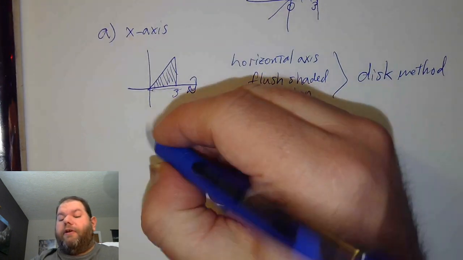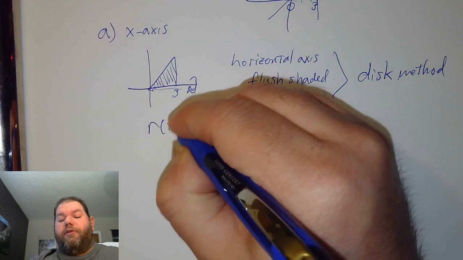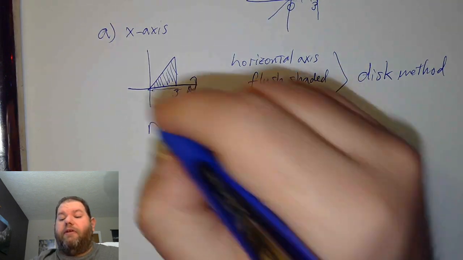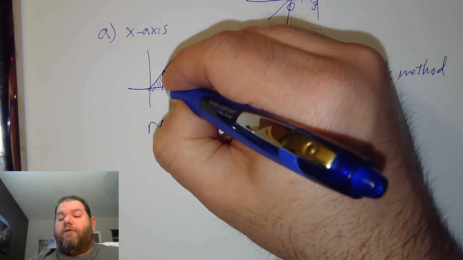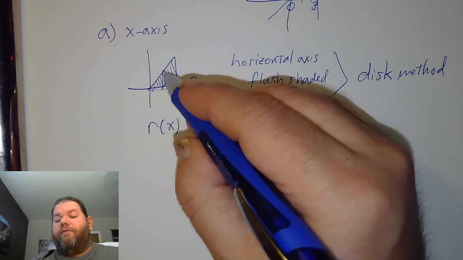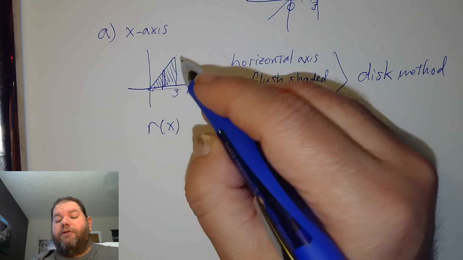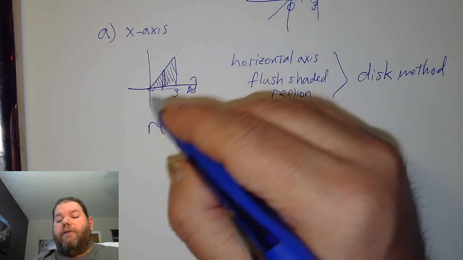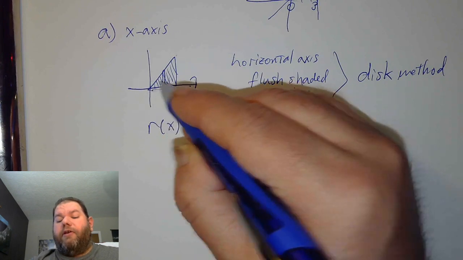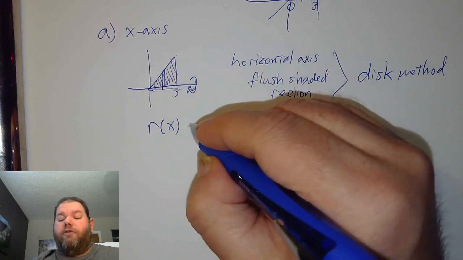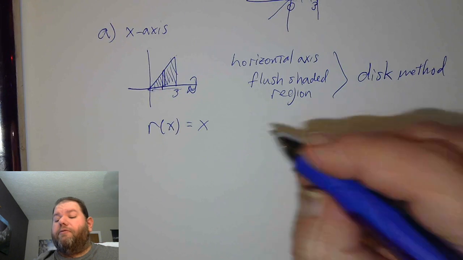Now the disk method, again, really just relies on us knowing what r of x is, the radius. The radius is this vertical component here, which is just from the top edge to the bottom edge, which this is y equals x, this is y equals 0, so it's x minus 0. So r of x is just x in this scenario.